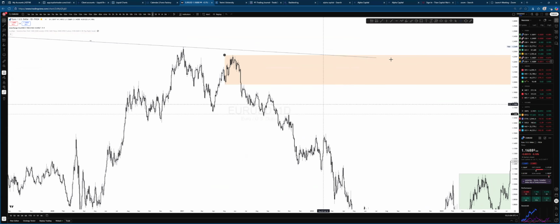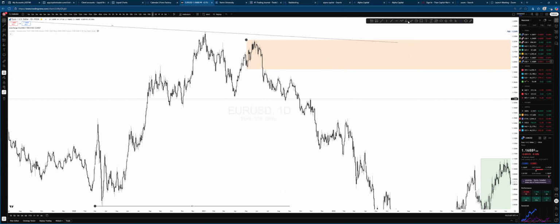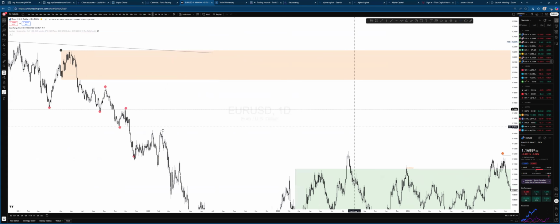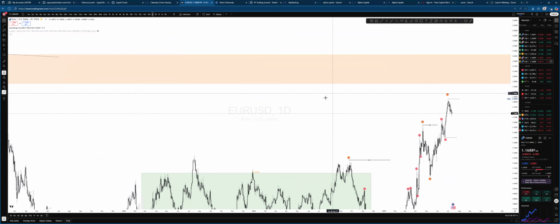Okay, so now let's use the highlighter tool again. We had this high, led to this low that broke this structure. This low led to this high that led to this low that broke this structure. And this low led to this high that led to this low that broke these structures. So boom, this is where we're at, and this is currently where price action is.